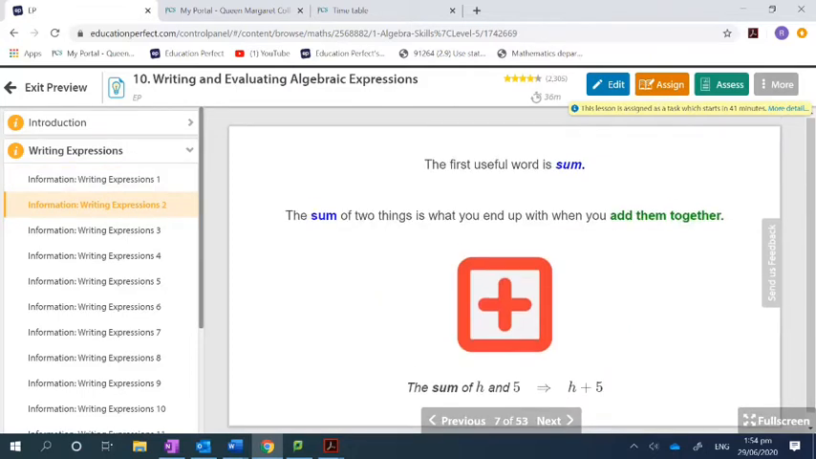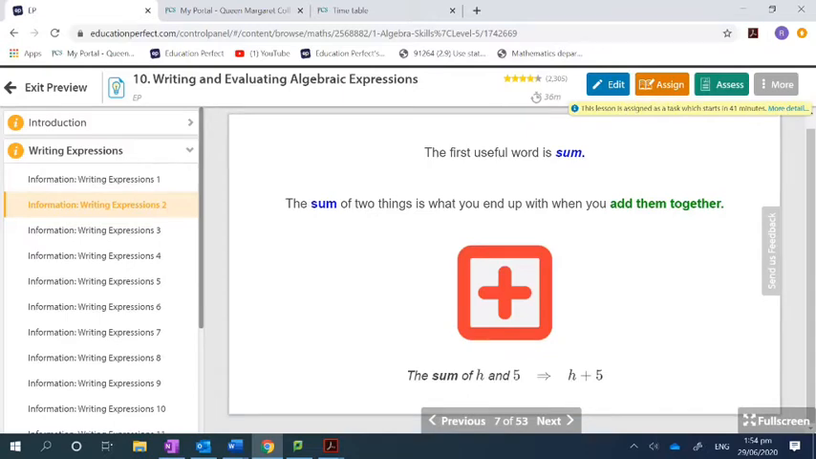So the first useful word is sum. If the sum of two things, that means you're going to do what with them? Add them together. Right? So if they give you an example here, the sum of h and 5 means simply add h and 5. Now notice that the h came first and then the 5, so that's the order you need to put them in when you're doing the sum. Now, when you add, does it really matter? No, addition is one of those that you could reverse if you wanted to, but get in the habit of writing things the way you see them.